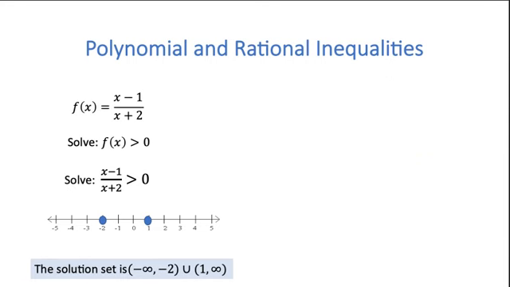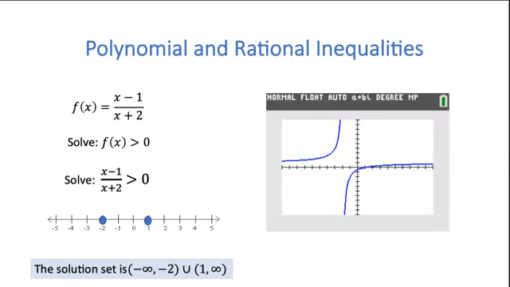Okay, look at it graphically. If we graph this rational function, f of x is equal to x minus 1 over x plus 2, you can see when it is above the x-axis: from -infinity to -2, and from +1 to infinity. It's going through 1 on the x-axis. Sorry about that.